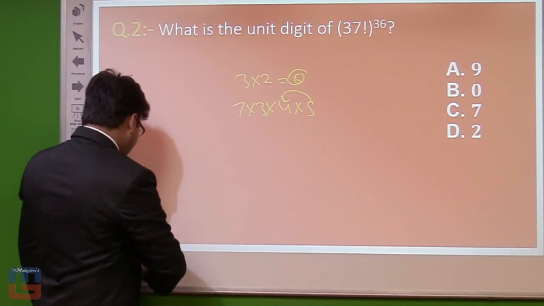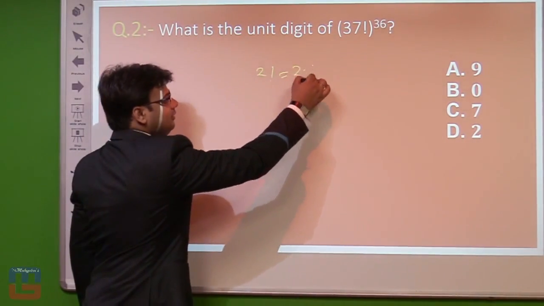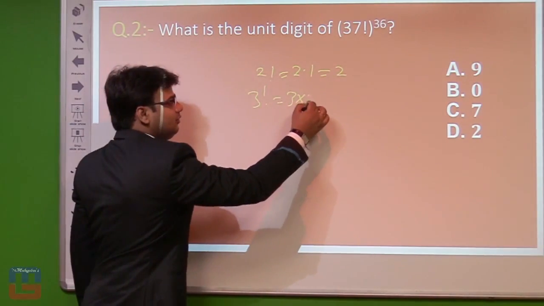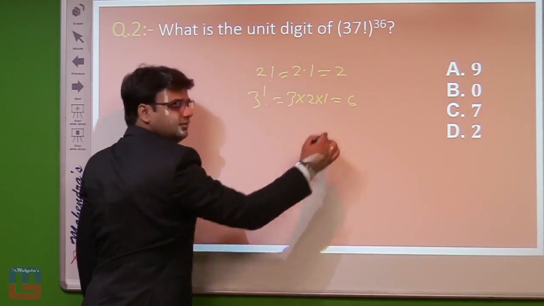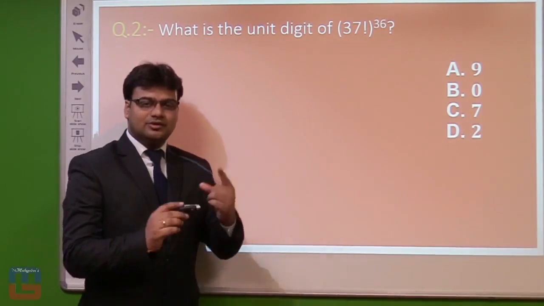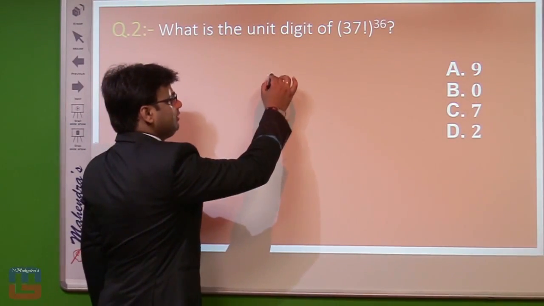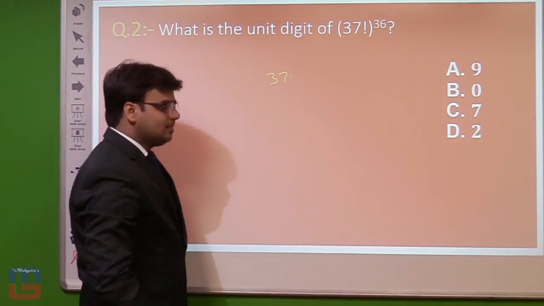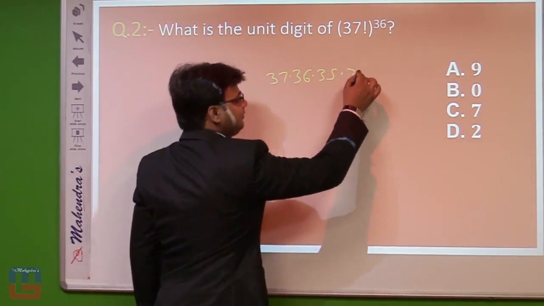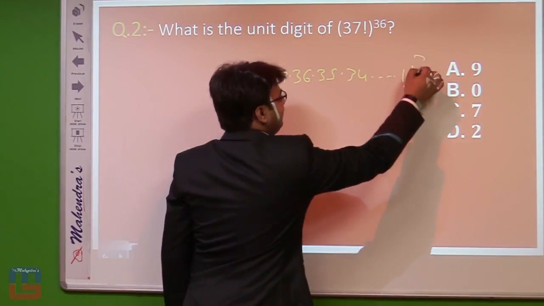See here factorial. Factorial means, suppose 2 factorial, that is 2 into 1, that means 2. Similarly 3 factorial is 3 into 2 into 1, that means 6. Similarly here the question is 37 factorial to the power 36. If we write 37 factorial, we write it as 37 into 36 into 35 into 34 till 1. It's to the power 36.